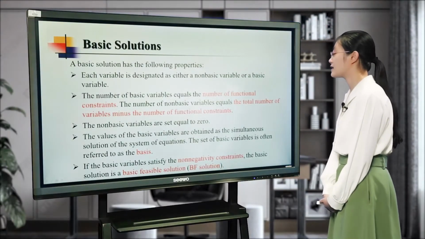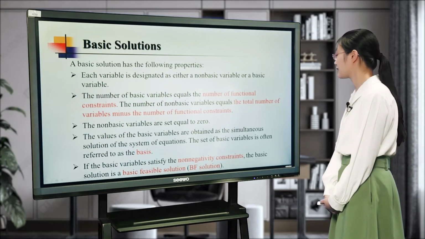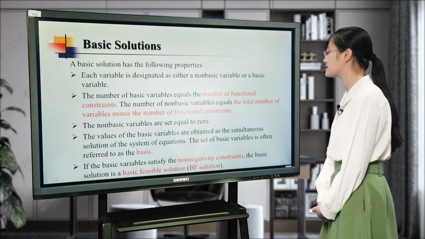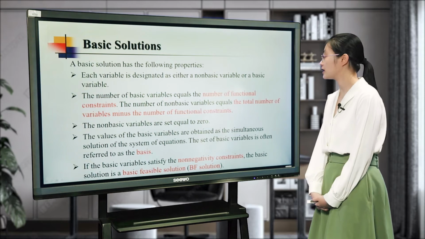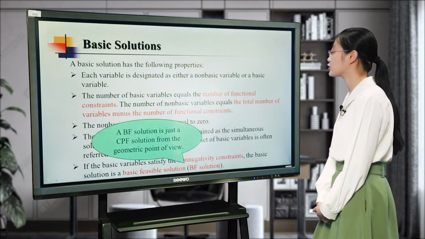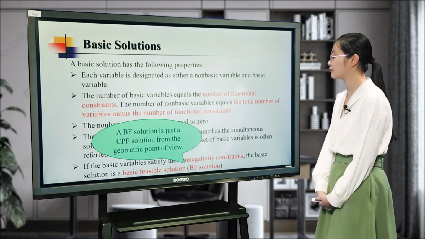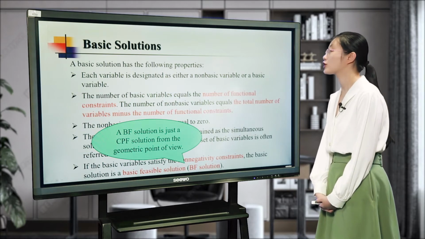And then if the basic variables satisfy the non-negativity constraints, the basic solution is also a basic feasible solution, which is called BF solution in short. And from the geometric interpretation, we can actually check that a BF solution here in the augmented form is just the CPF solution from the geometric point of view.